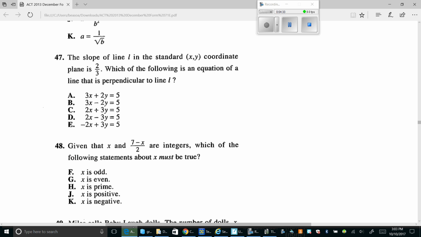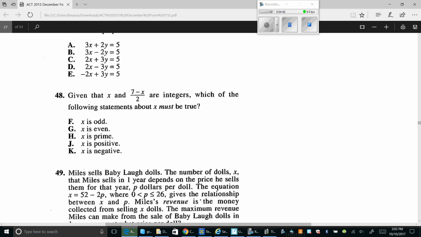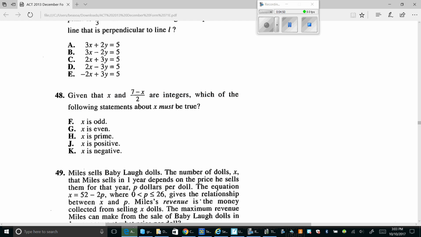All right, 48. Given that x and (7 minus x)/2 are integers, which of the following statements about x must be true? Does x have to be odd, even, prime, positive, or negative? So if this is going to be an integer, let's see. x being an integer is not a big deal, but 7 minus x divided by 2 being an integer is a big deal.